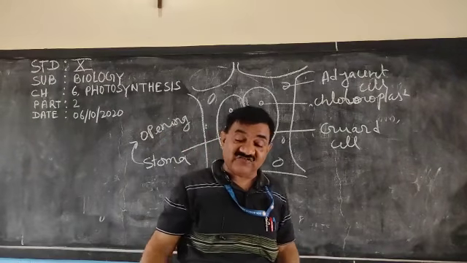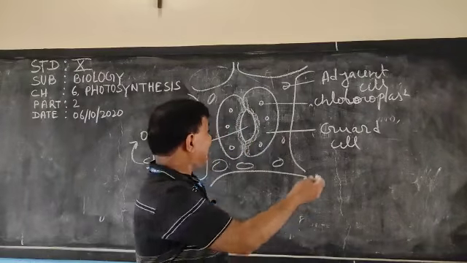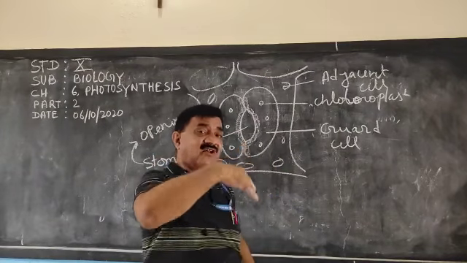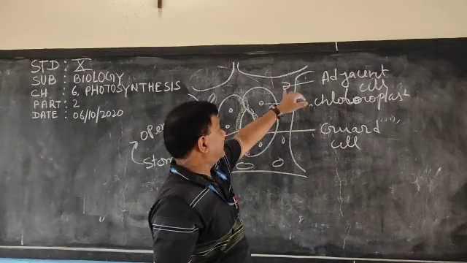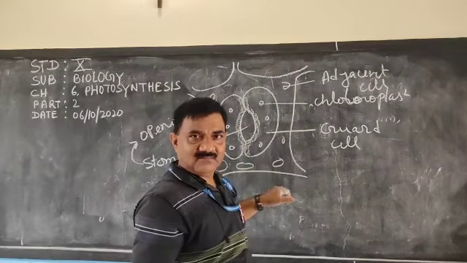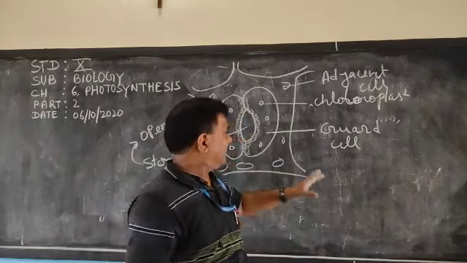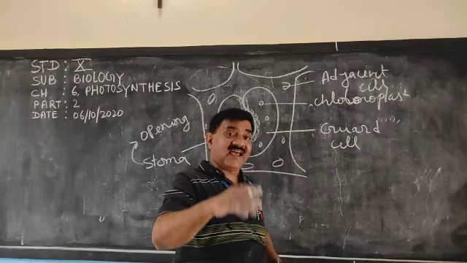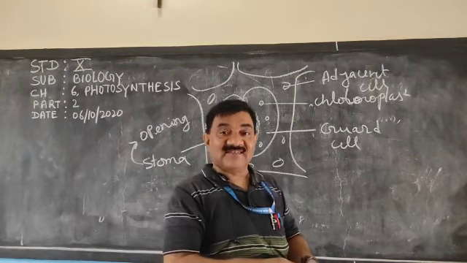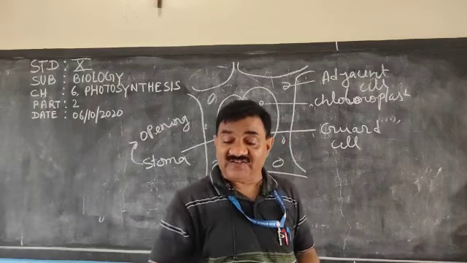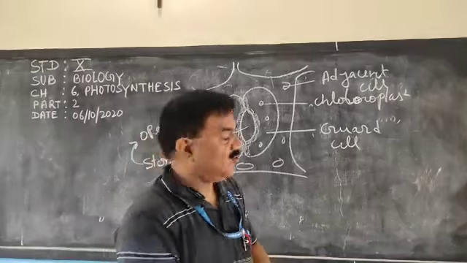Now our question: how will the guard cell become turgid? When it absorbs more water. From where will water be absorbed? The water will be absorbed from the adjacent cell, the side cell. Water will be absorbed by this. Now the question arises, how will the water be absorbed? It means opening and closing of stomata has two theories.